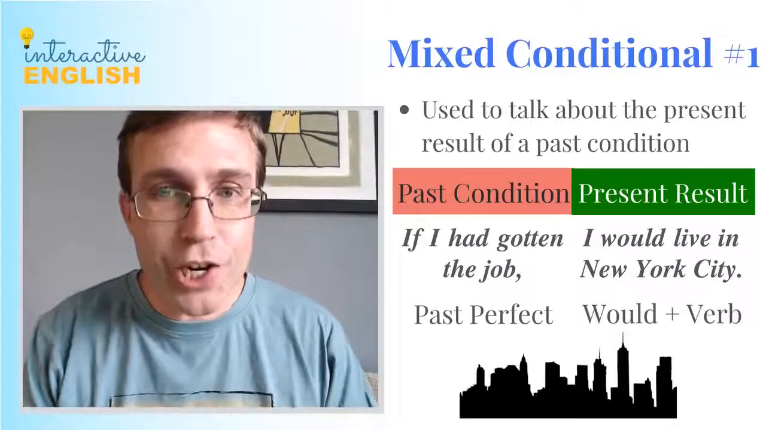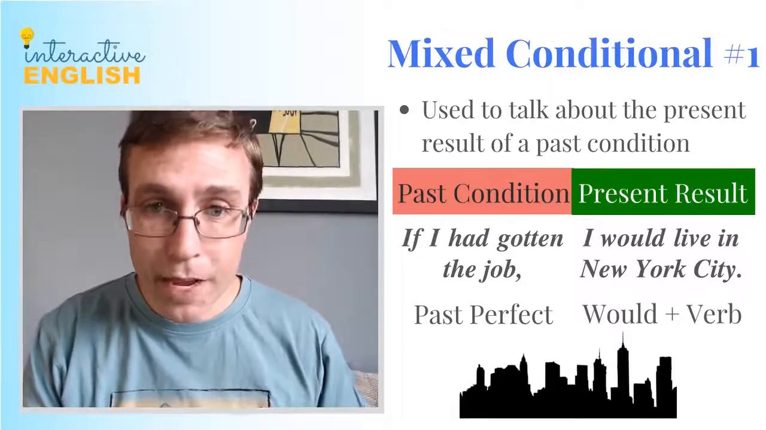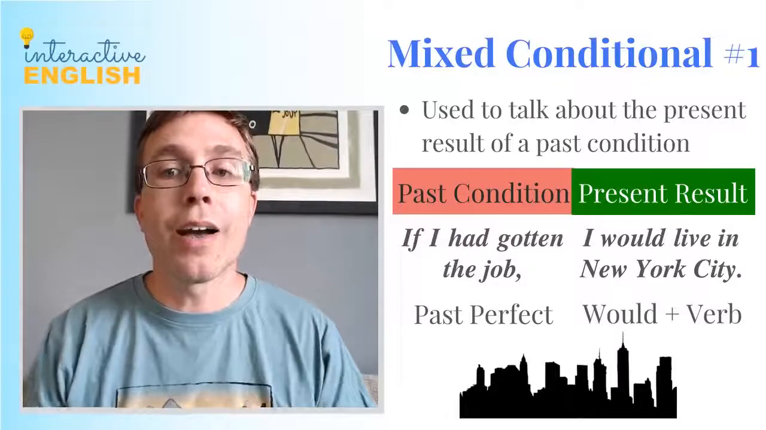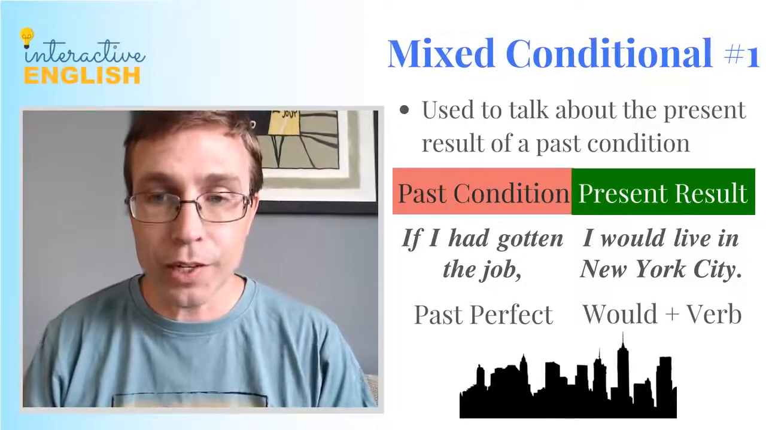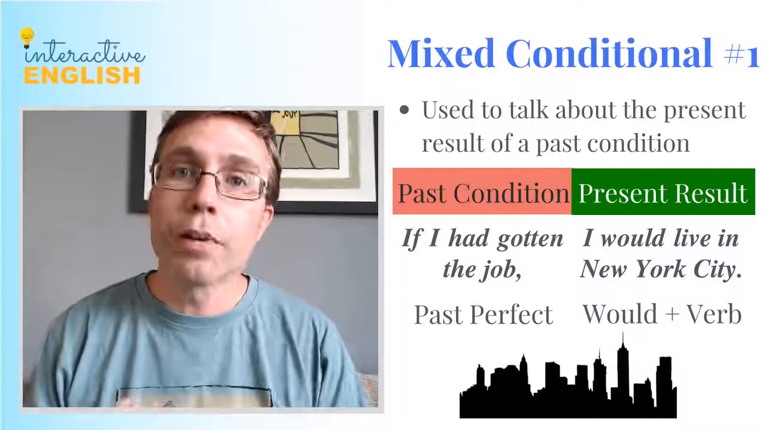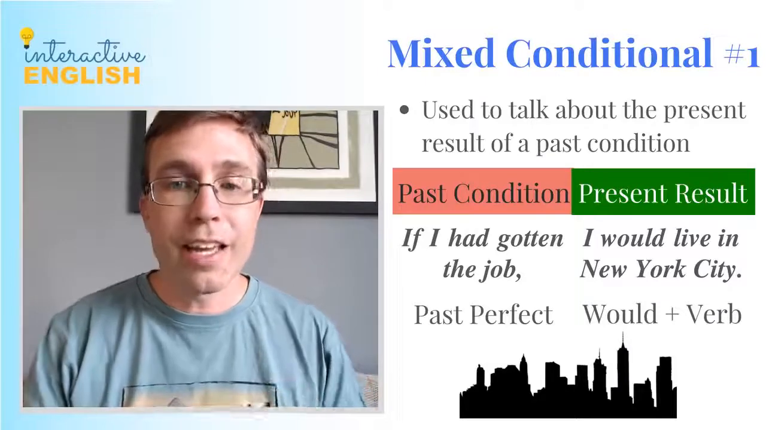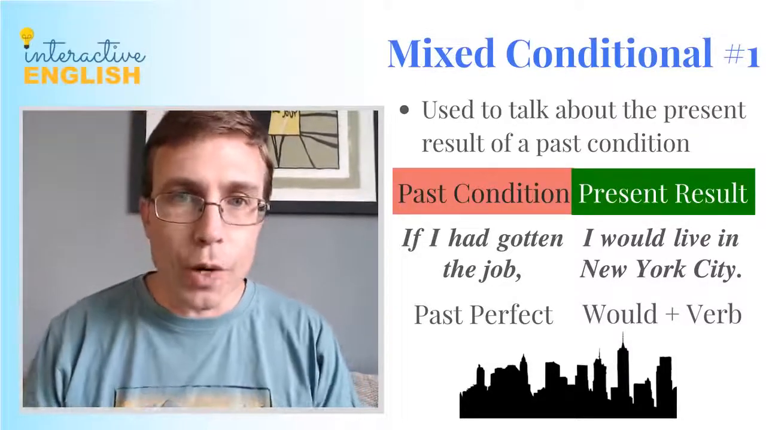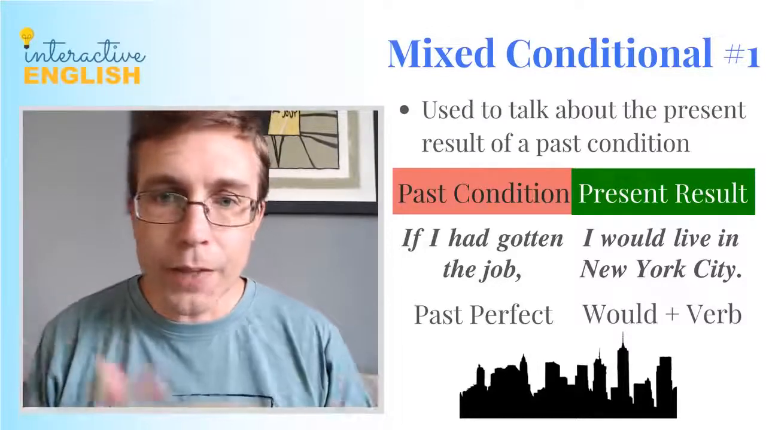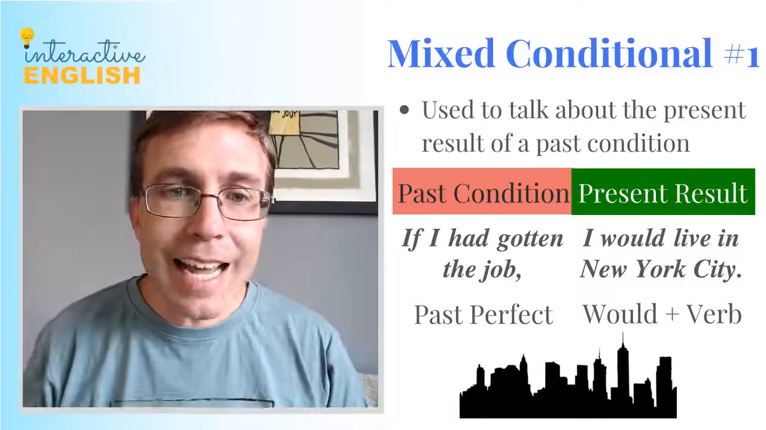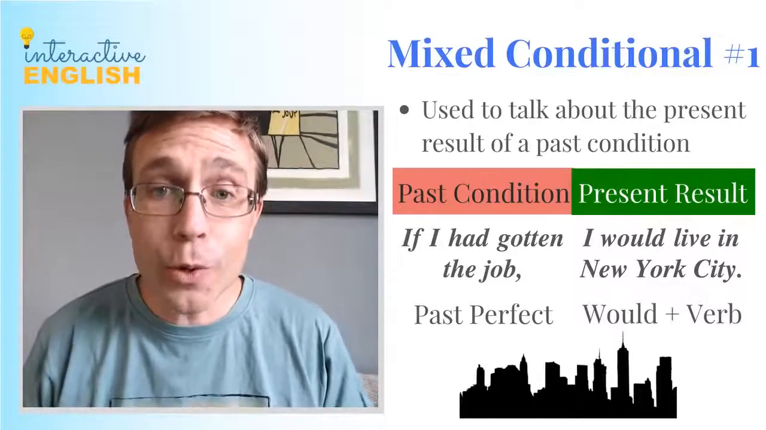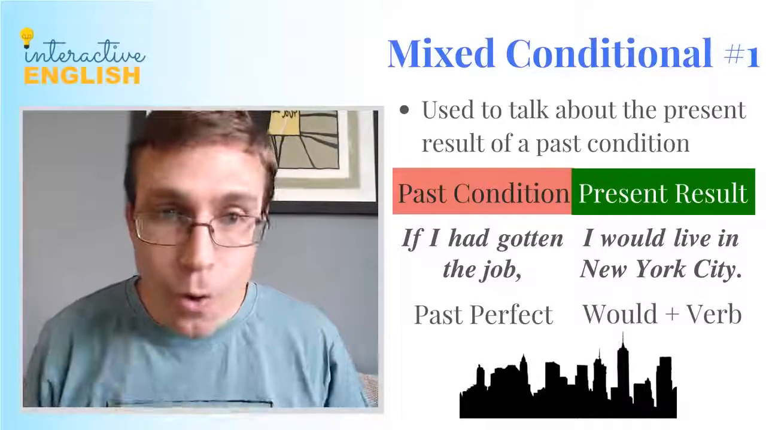If I had gotten the job, all right, we're using the past perfect. If I had gotten the job, what's the present result? I would live in New York City. We're using would plus the base verb, all right? If I had gotten the job, I would live in New York City. So again, when I say think about the situation, did I get the job? No. Do I live in New York City now? No. Okay?